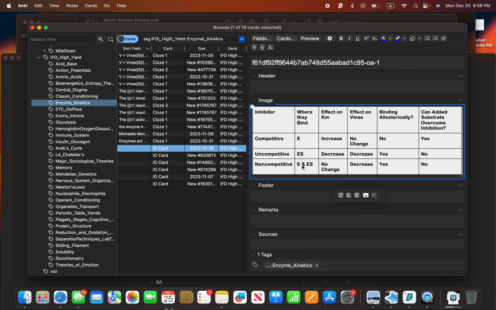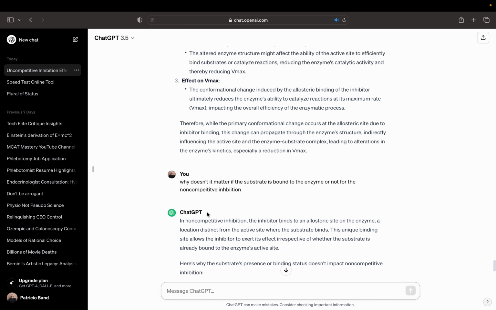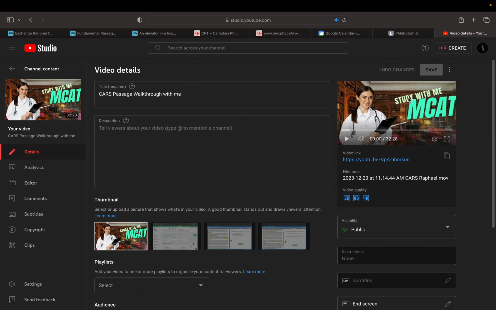So more specifically, where does the conformational change happen? And for non-competitive, it is both the free enzyme E and the enzyme substrate complex, right? So it doesn't rely on directly competing with the substrate for binding at the active site. Instead, it alters the enzyme structure globally through its binding, leading to changes in enzyme activity that affect Vmax independent of the substrate present. So let's actually put this question into Google.